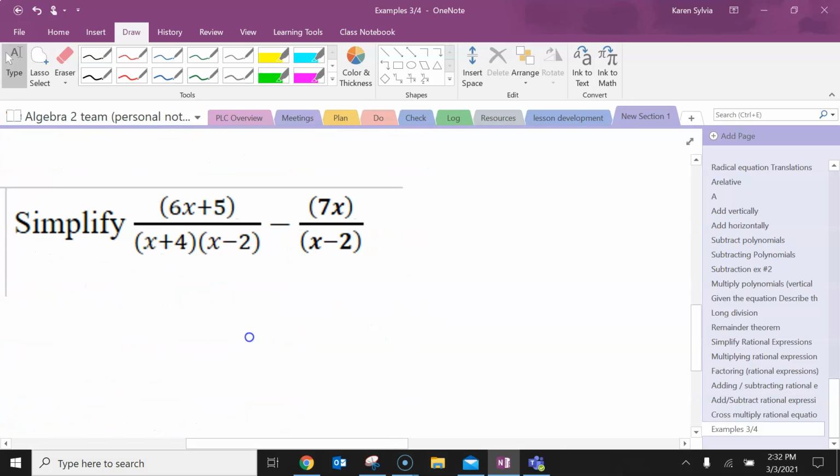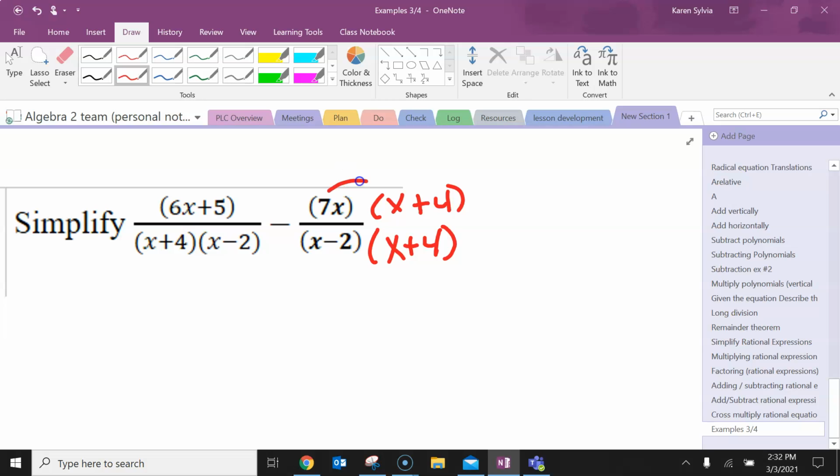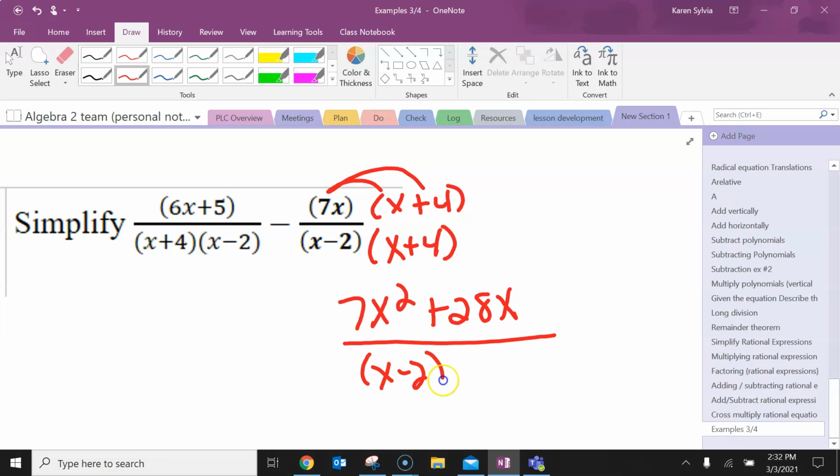Example 2, we are missing an x plus 4. So I need to do that top and bottom, x plus 4. That's going to give me, when I distribute, 7x squared plus 28x in the numerator. My denominator is just going to be written down in its factored form of x minus 2 times x times x plus 4.